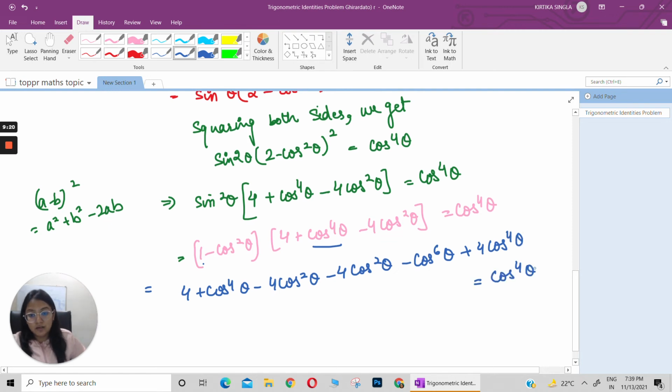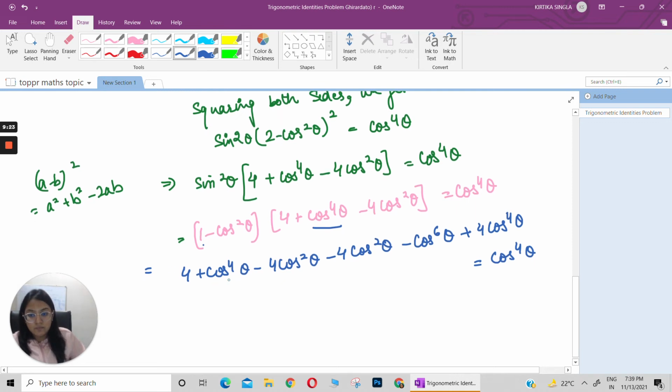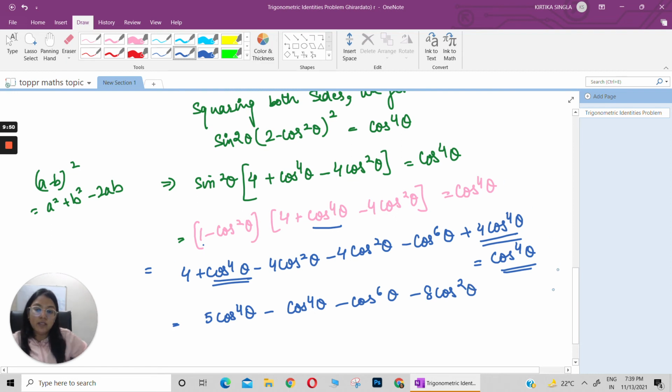Now you have to solve this one. If you can see cos⁴θ and 4cos⁴θ, it will be 5cos⁴θ. On the right hand side you have 1 cos⁴θ, and you can take it to the left hand side, where it will become minus. So it will be 5cos⁴θ − cos⁴θ. Now what are we left with? We are left with −cos⁶θ and minus minus plus, that is −8cos²θ. The 4 we can take to the right hand side, that is −4. It will become 4cos⁴θ − cos⁶θ − 8cos²θ = −4.